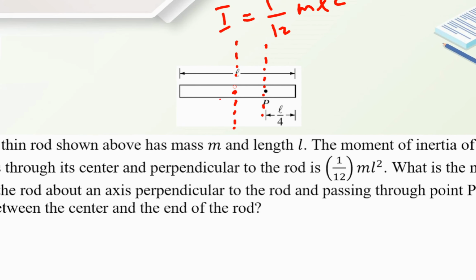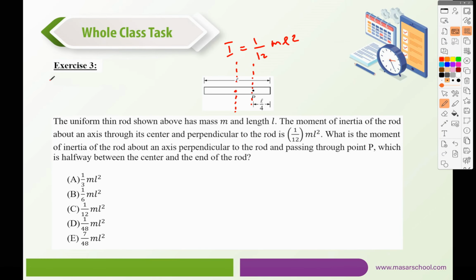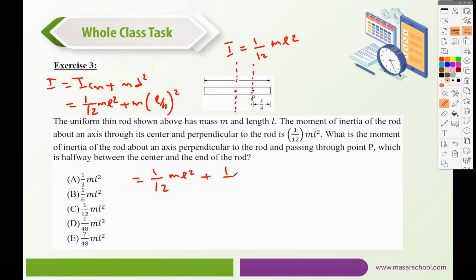If all of this is L, then this would be L over 2 and that would be L over 2. And if this is L over 4, then the new moment of inertia is related to the old moment of inertia plus md square according to the parallel axis theorem. The old moment of inertia is 1 over 12 ml square plus m times the distance d, which is L over 4, to the power of 2, which means 1 over 12 ml square plus 1 over 16 ml square. Plugging that into the calculator, we get 7 over 48 ml square, making E the correct answer.